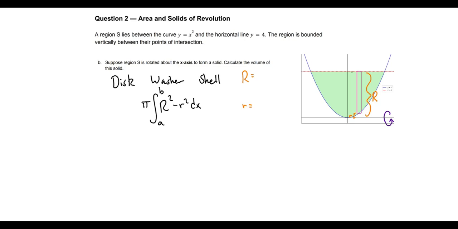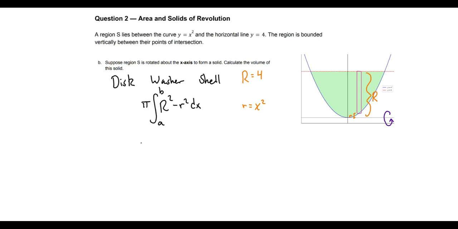The top function is just y equals 4. The bottom, if you will, the axis of rotation, is just y equals 0. So that means that the distance from the axis of rotation to the top of this is always going to be just 4. Now the same idea is going to apply to the bottom of the rectangle I drew. But this time you can see that the bottom of the rectangle changes based on the blue y equals x squared. So that means that little r is just x squared.